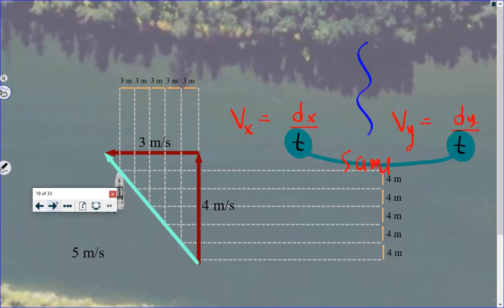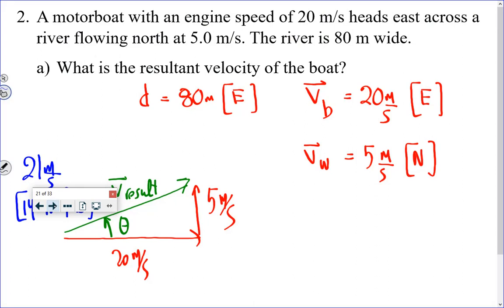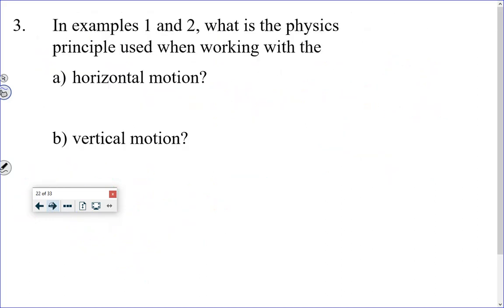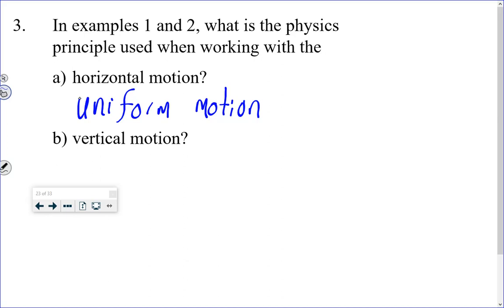If you take a look at example 2, we have a boat that's moving, well, it's moving east at 5 meters per second. Pardon me. It's moving east at 20 meters per second. But the bottom line is both of those horizontal motions are uniform motion. And I think I started off on the very first day talking about what uniform motion is. Uniform motion means no acceleration. So horizontally speaking, there's no acceleration of the boat.